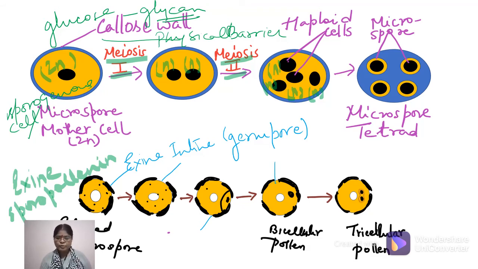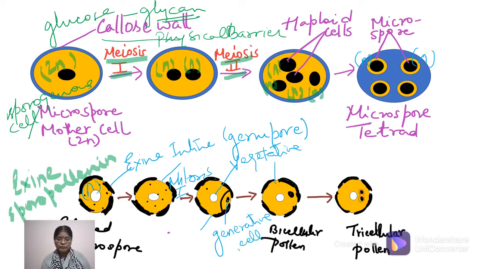Now when this tetrad is formed, each has n number of chromosomes. Now what happens? This pollen grain will undergo mitosis. Each has only one nucleus, n. Now it undergoes mitosis. Mitosis 1 happens once, giving rise to 2 cells. This is your vegetative cell, and this is your generative cell. Both have n number of chromosomes.